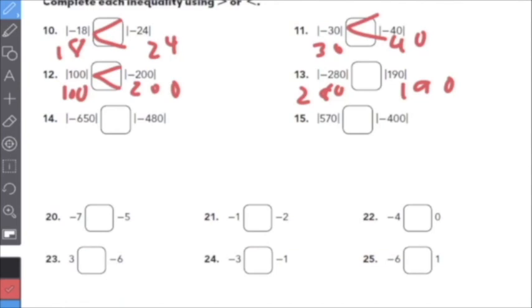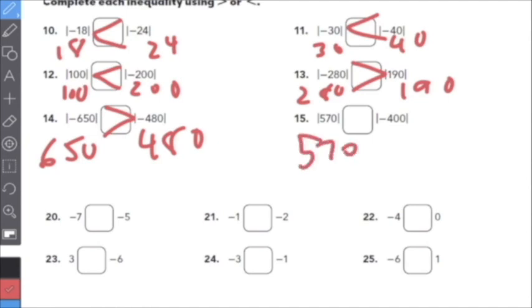Okay, so we have 280 and 190, so 280 is obviously going to be greater. We have 650 and then 480, and again, that's how far they're away from 0, so 650 is bigger. Now we have 570 and 400, and 570 is going to be bigger.